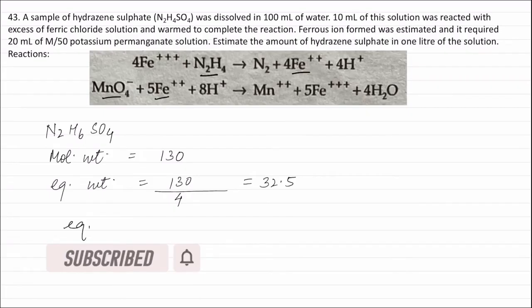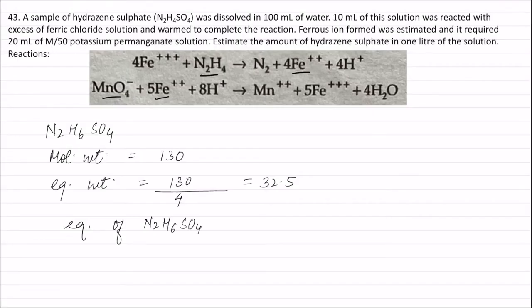Now, equivalents of hydrazine sulfate, that is N2H6SO4, is equal to equivalents of KMnO4, and equivalents of KMnO4 will be equal to molarity of KMnO4, that is 1/50, into volume of KMnO4 in liters, that is 20 divided by 1000 liters, into valency factor of KMnO4, that is 5. Solving this, the equivalents of hydrazine sulfate is equal to 0.002 equivalents.